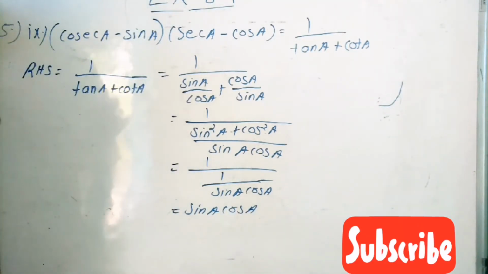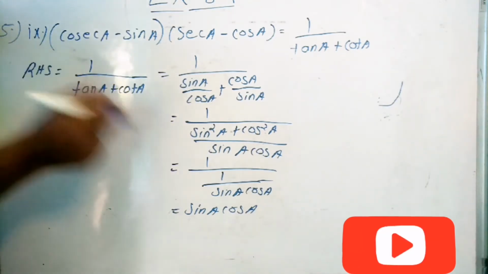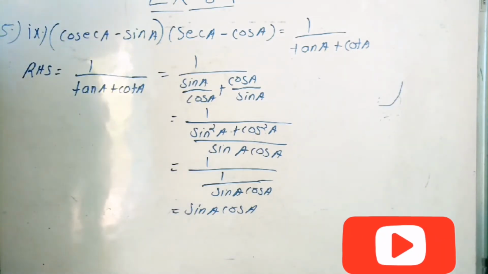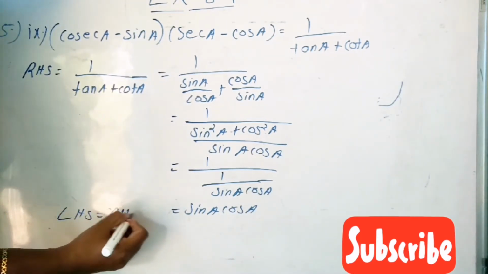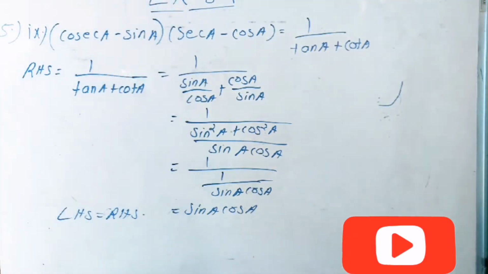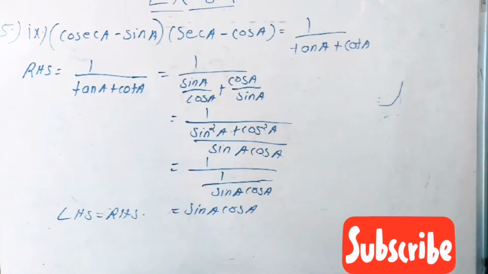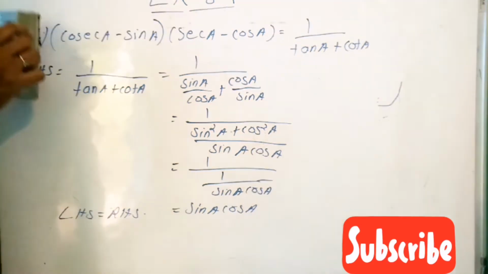Now LHS is equal to sin A into cos A, which we already got. Now we got RHS is also equal to sin A into cos A. So we can say that LHS is equal to RHS. Hence we proved. Now next question.